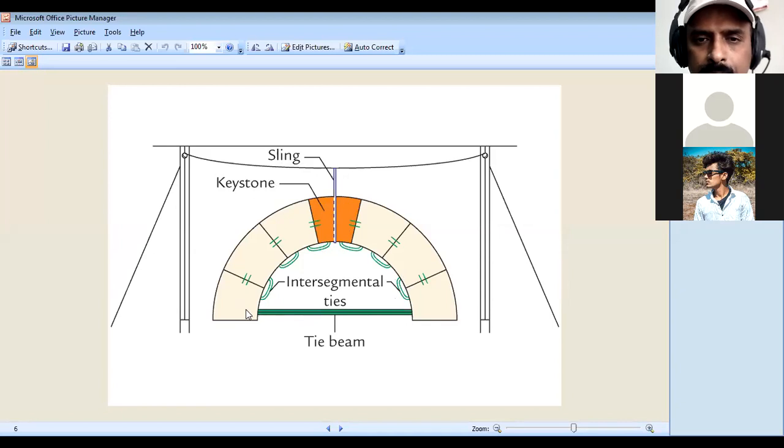So a muscle tendon which runs from one end to the other end, we call a tie beam. Each small bone is connected to the others by an intersegmental tie. The main supporting uppermost part is the keystone, and what hangs it from above are the slings. So all these factors you have to remember in the maintenance of the arches.